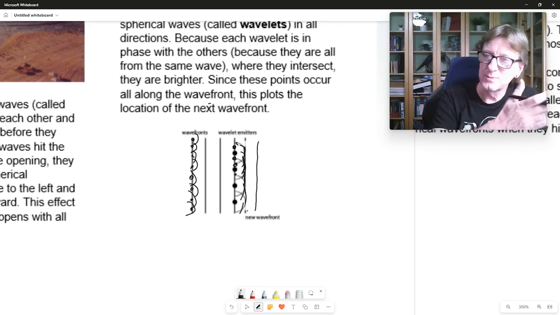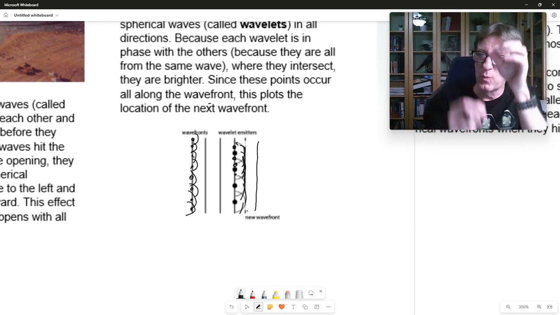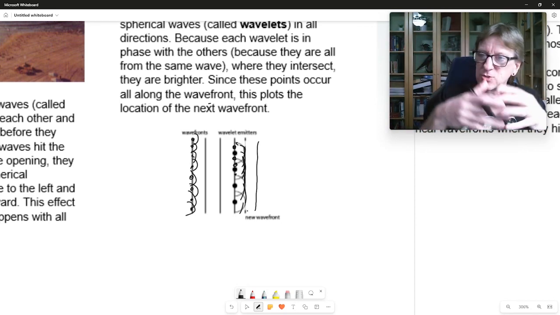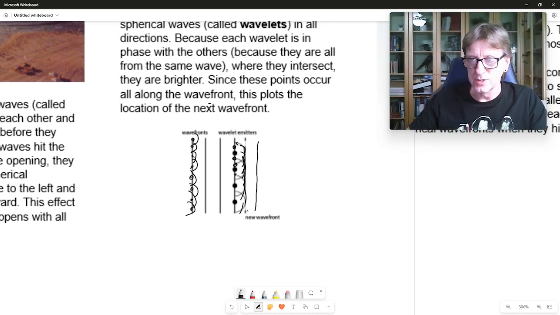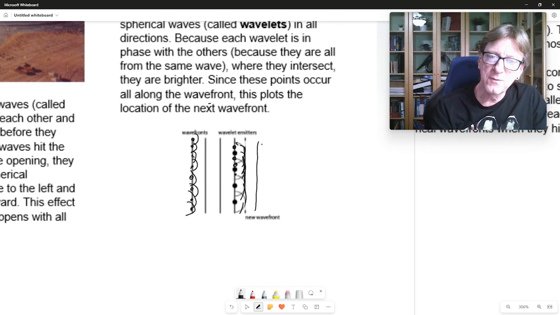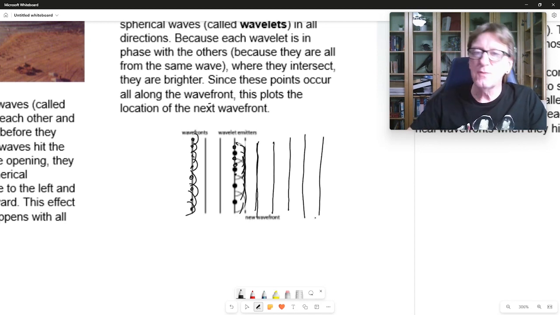And this is why it seems to propagate forward, even though it's a sphere. And that's important. It's a sphere that the water particle is dragging around. But because those spheres interfere constructively, they reinforce each other in this nice straight line. And so the wavefront seems to just propagate straight forward like this, even though the particles themselves are dragging everything out in this circle, in this sphere around it.